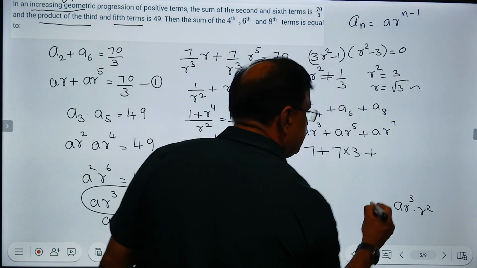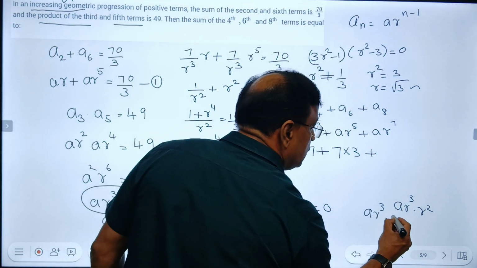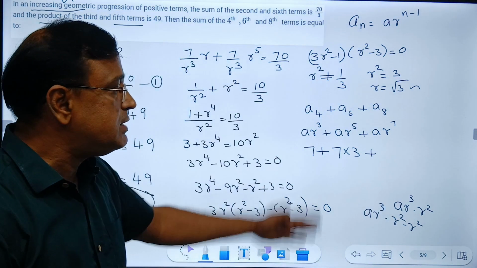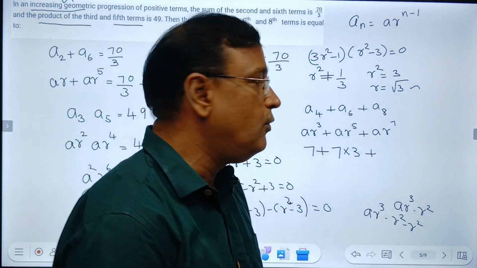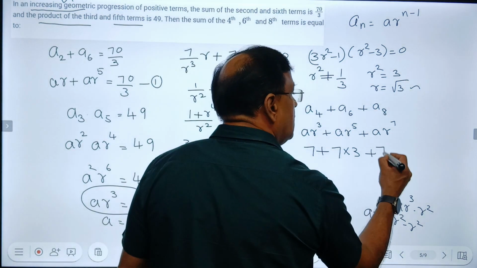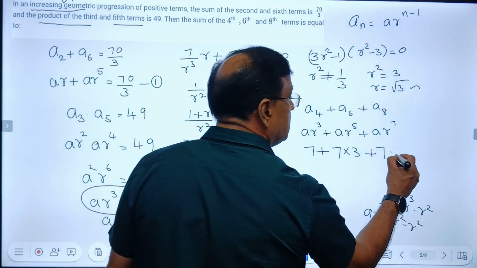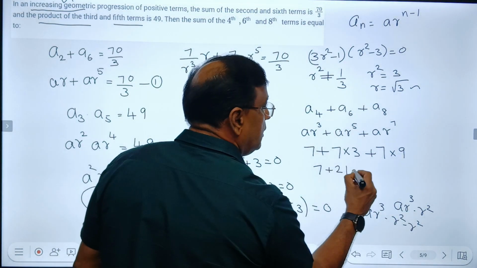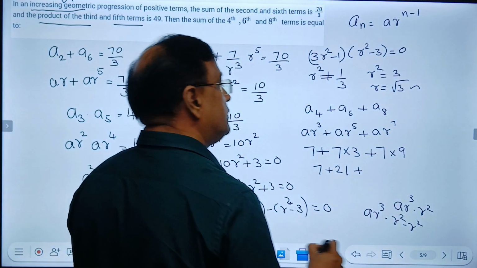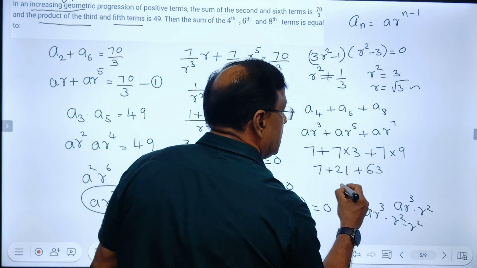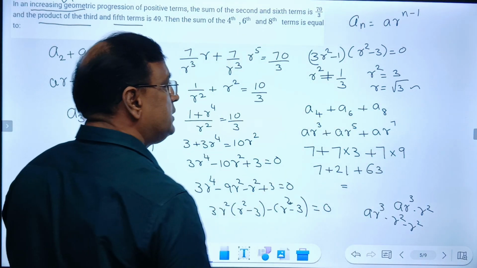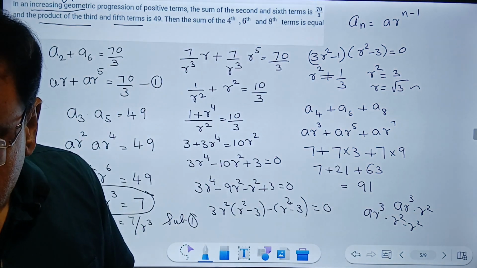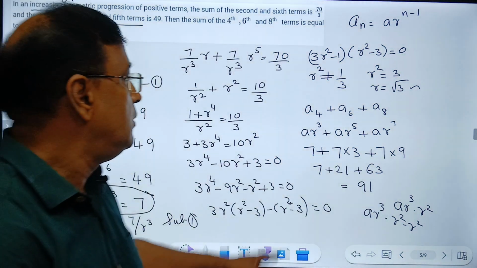Plus, AR power 7 can be written as AR cube into R power 4. AR cube is 7 and R power 4 is nothing but 9. So I get 7 plus 21 plus 63. So the answer is, I think, 91. I hope my calculation is right. Okay, it's 91. Problem solved.